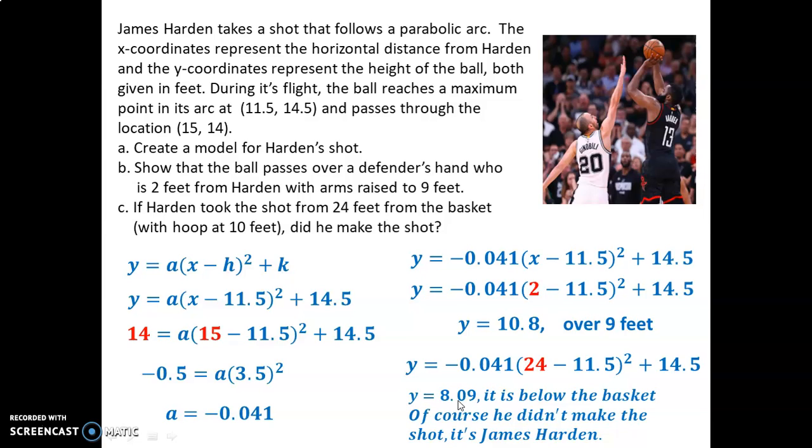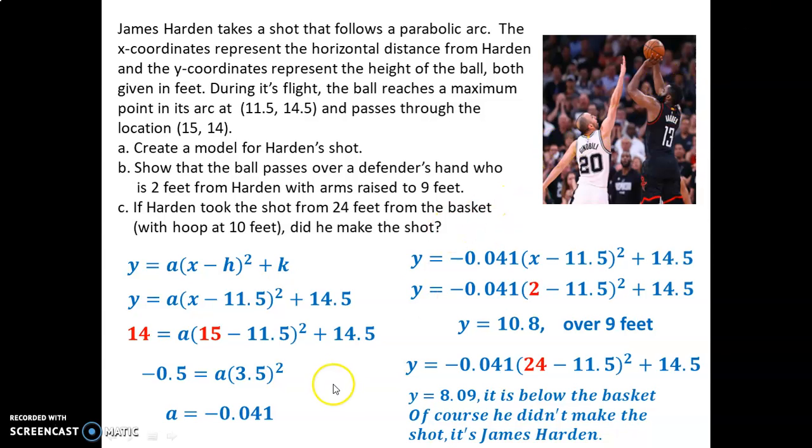Well, that tells us he didn't make it, because at 24 feet from him, it had to be at 10 feet to be going right through the basket, but it was below the basket. So we can say that he took what's called an air ball. He didn't even hit the rim or the backboard. It just went under the rim. Terrible shot, but that's Harden.